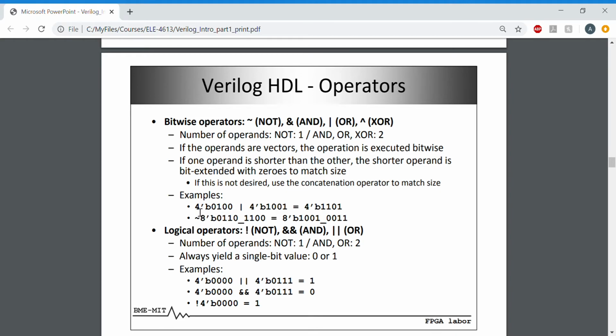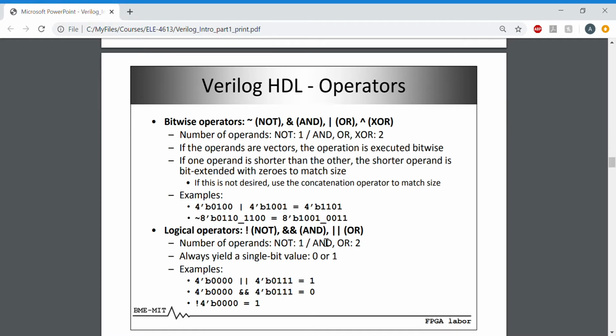For example, if you OR 4 bits with 4 bits, you get 4 bits. So this is an OR. 0 or 1 is 1. 1 or 0 is 1. 0 or 0 is 0. And 0 or 1 is 1. Negation: if you flip all the bits of an 8-bit value, it's like you are using 8 inverters. That's what it is. So these are the bitwise operators.